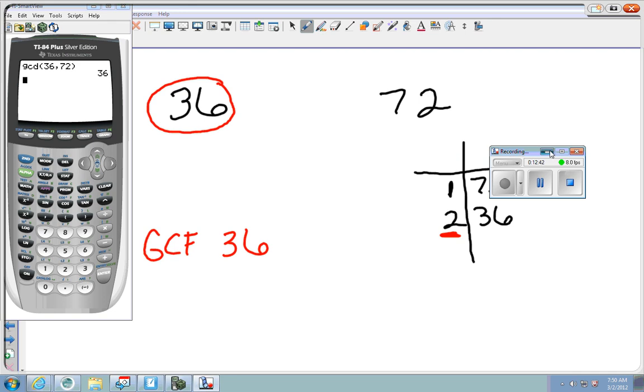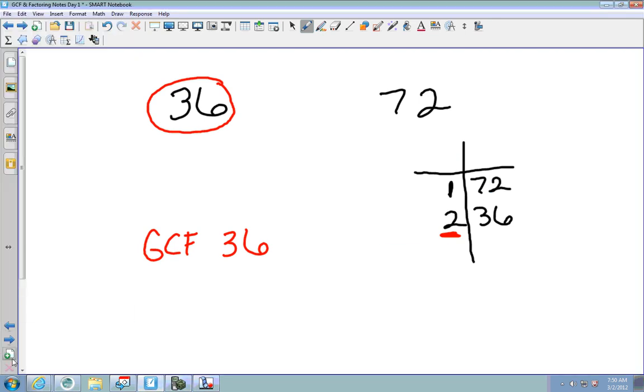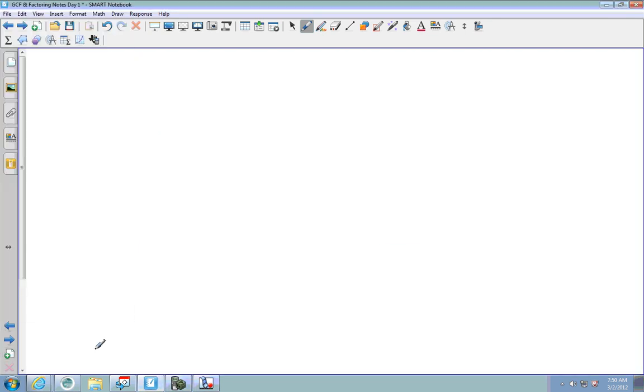Okay, next one to find the GCF. Let's go with 108 and 36. Find the GCF using the calculator for 108 and 36.